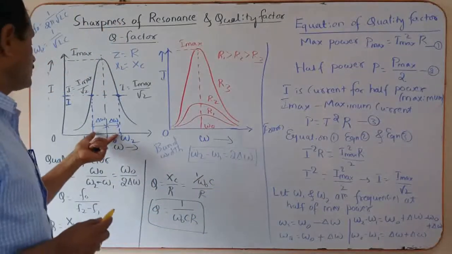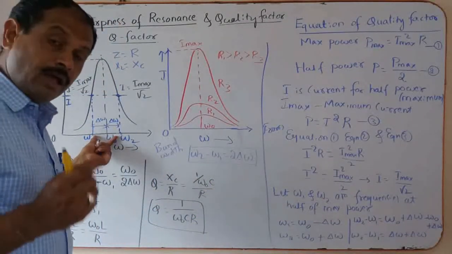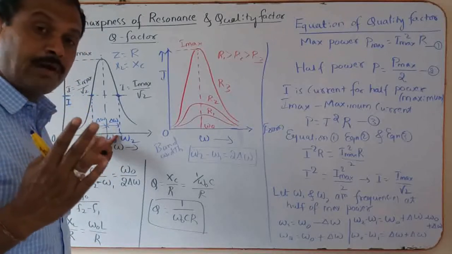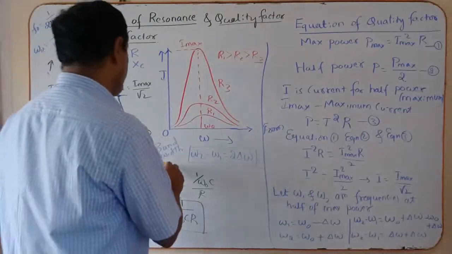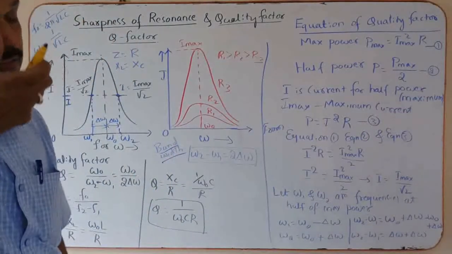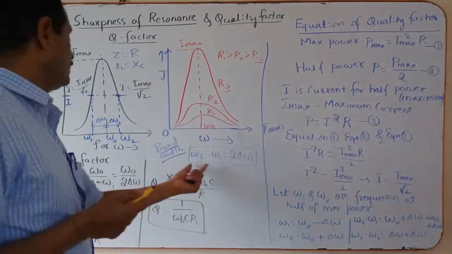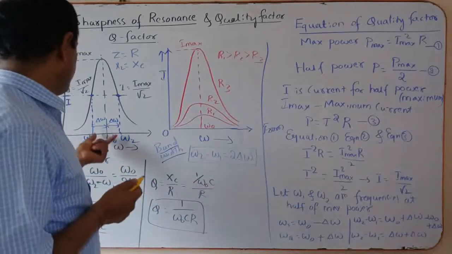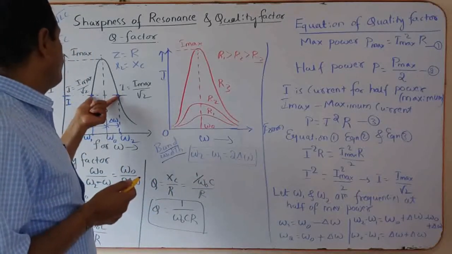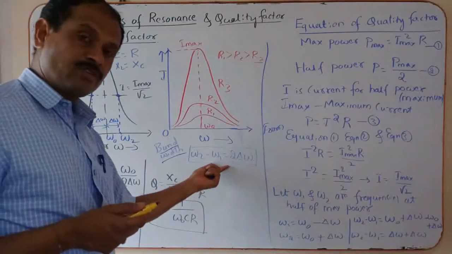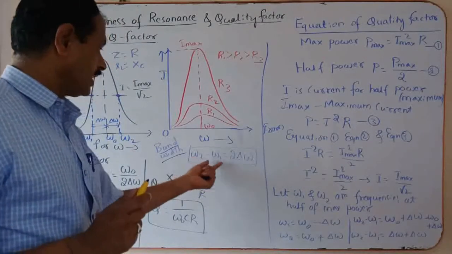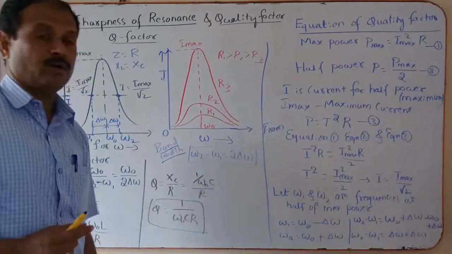The difference in the frequencies at the half of the maximum power points in the series LCR circuit is called bandwidth. Bandwidth means the difference in the frequencies at half of the maximum power in the series LCR circuit. This omega 2 minus omega 1 is 2 delta omega.